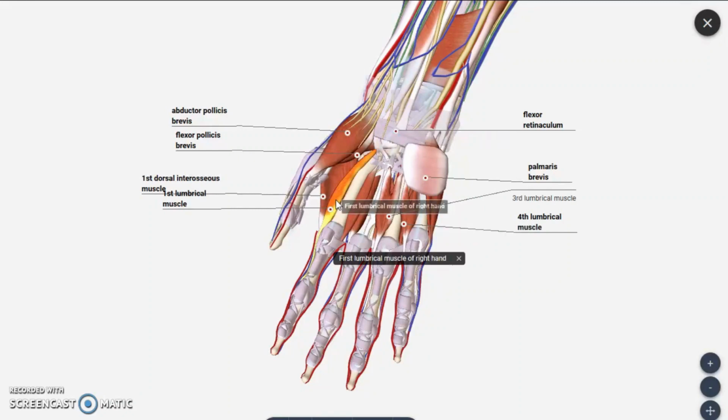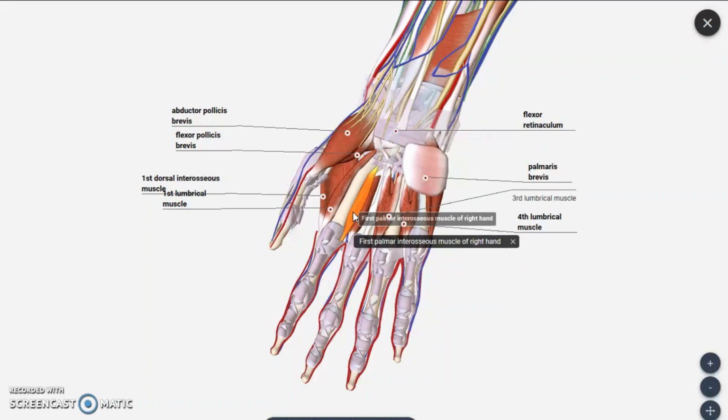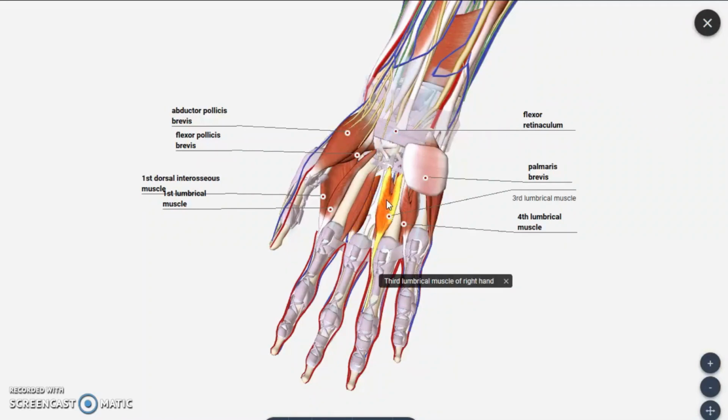From lateral to medial we have to count it. So first, seen laterally, is the first lumbrical muscle, and this is a unipinnate muscle. First lumbrical is unipinnate, and we'll be having the second lumbrical muscle which is present here, and then here we will be having the third lumbrical, and this will be the fourth lumbrical.